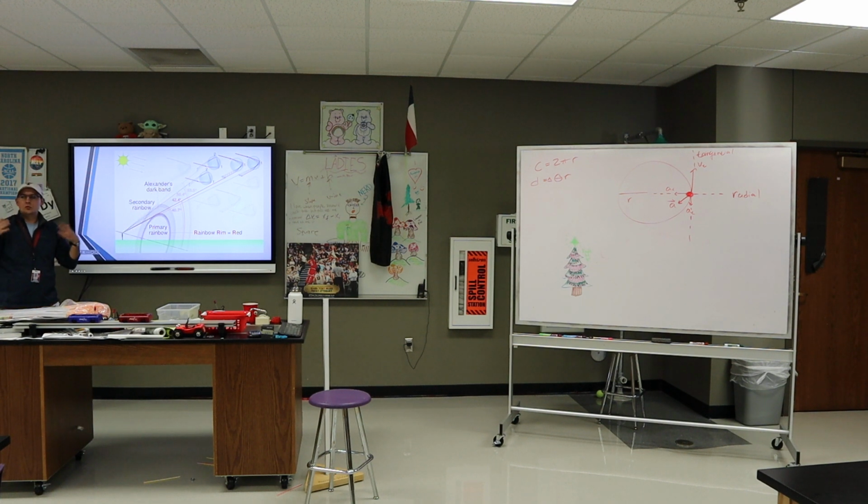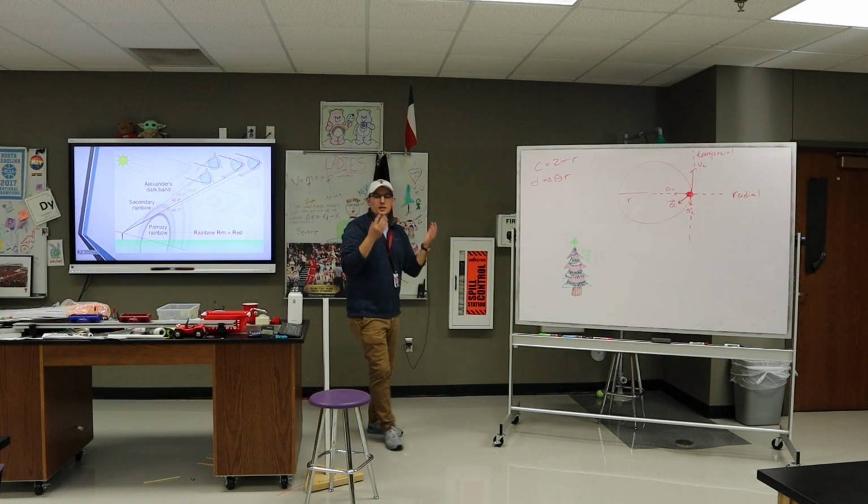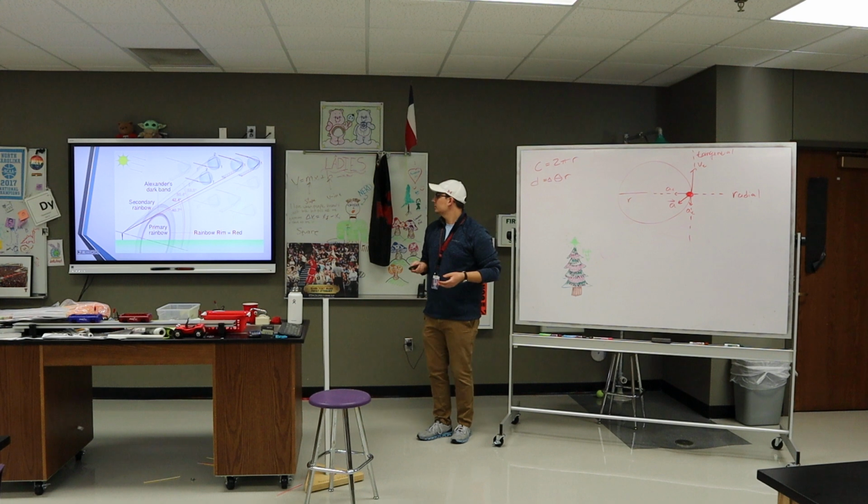So the primary rainbow, the one we normally see, is going to follow the rainbow order, right? Red, orange, yellow, green, blue, violet, whatever. The secondary rainbow is going to be reversed: violet, blue, green, yellow, orange, red. Does that make sense? And there's what's called the dark band in the middle. Not super important, but that's where all the not visible spectrum is. It's there, we just can't see it.